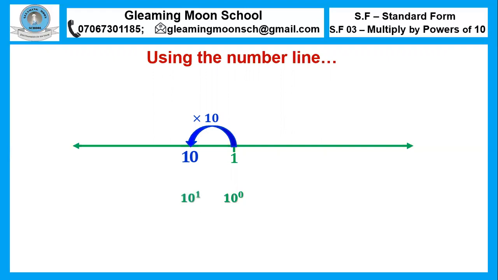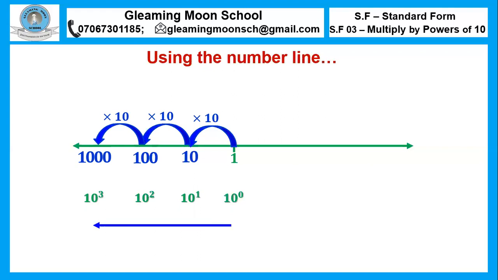Now if we go 1 more place to the left again, we multiply again by 10, and that gives us 100, which is 10 raised to the power of 2. We go another 1 place to the left again, we multiply a 3rd time by 10, which would give us 1,000, which is 10 raised to the power of 3. So you can see as we move up place by place towards the left-hand side of the number line, our number gets bigger, okay?